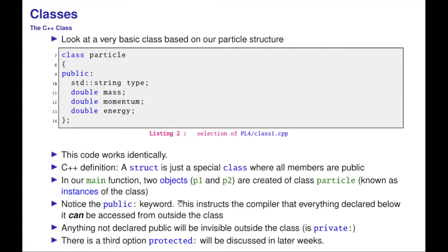The public keyword instructs the compiler that everything declared below it can be accessed from outside the class. Anything not declared public will be invisible outside the class, which you can also do explicitly by calling it private. There's a third P available, which is protected. We'll discuss what protected does in the next week or two.